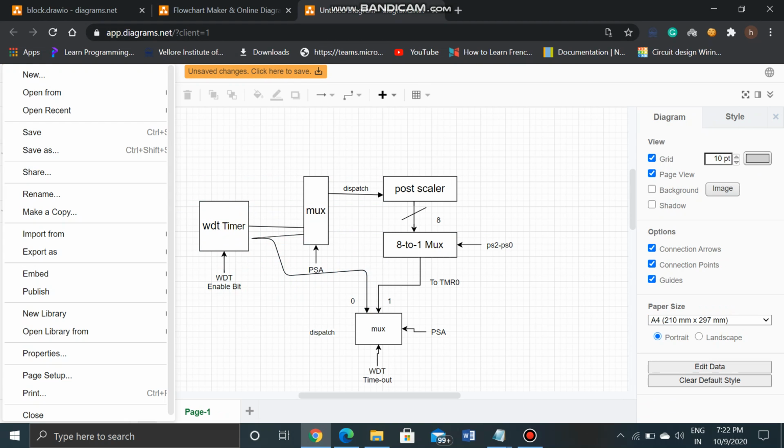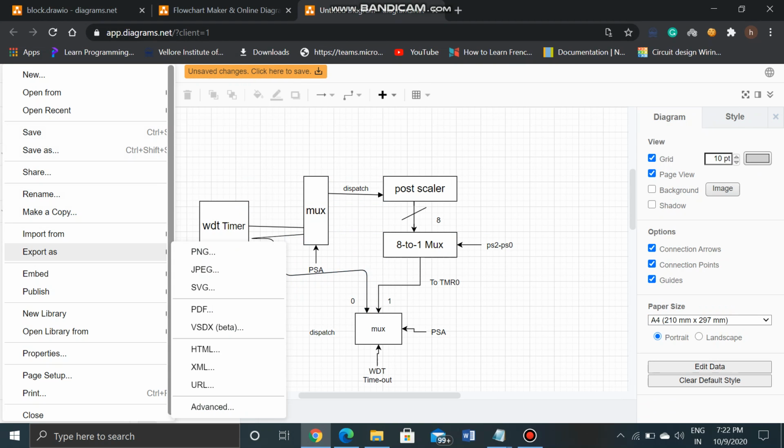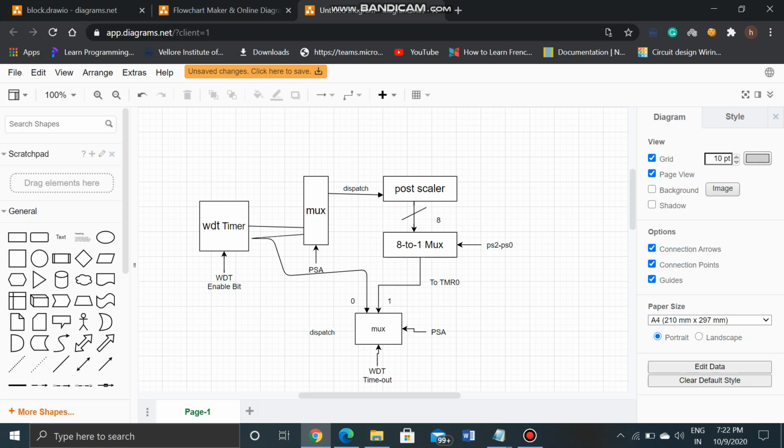You can even export these files. You can save these files as PNG or in PDF format. You can export these files as HTML, XML, URL. You can share this with everyone, and they can also edit these files using these links. So coming to the next question.